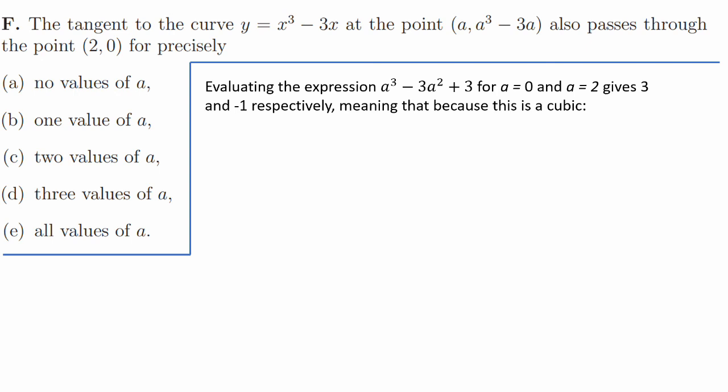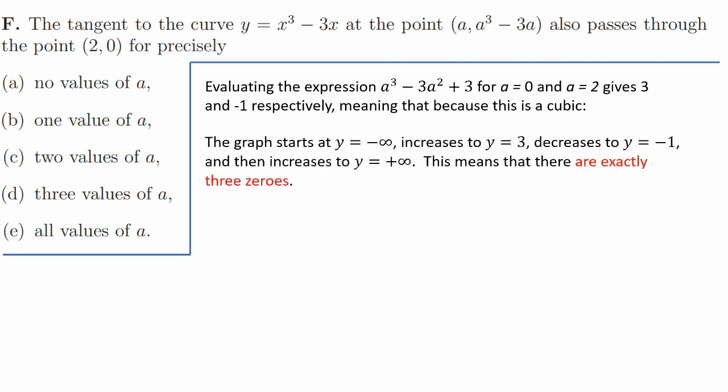Evaluating this expression, a cubed minus 3a squared plus 3 for a equals 0 and a equals 2 gives us 3 and negative 1 respectively, which means that since this is a cubic, the graph will start at negative infinity, then it increases to y equals 3 when a equals 0, then it will decrease to y equals negative 1, and then it will increase without bound to y equals positive infinity. Because of this, there are exactly 3 zeros. So D is the correct answer.